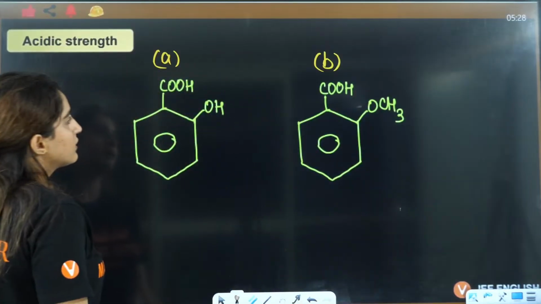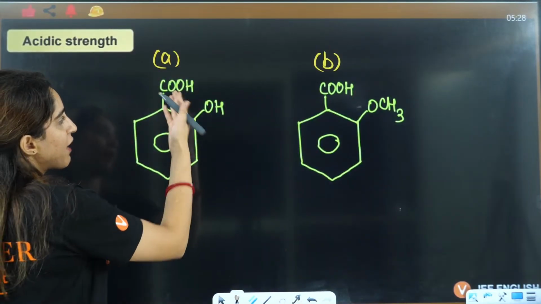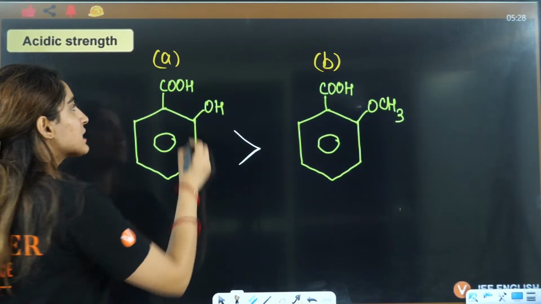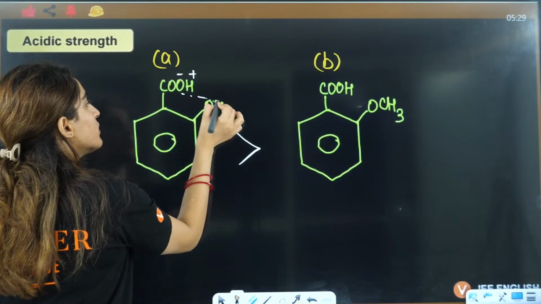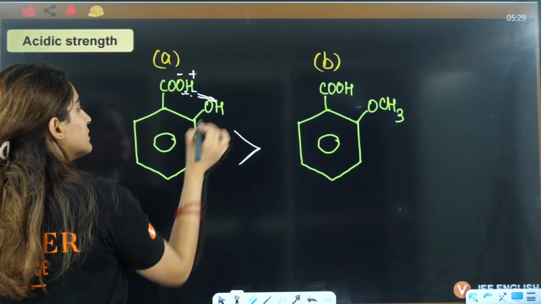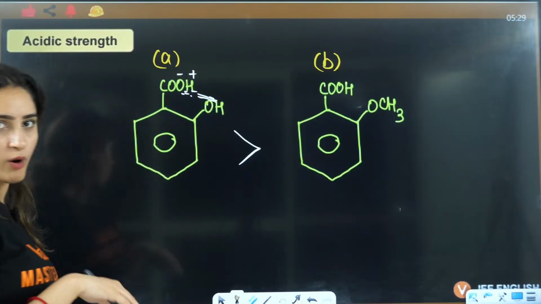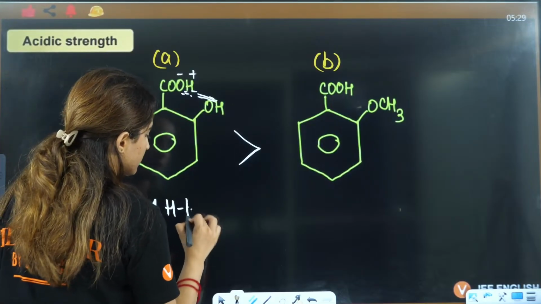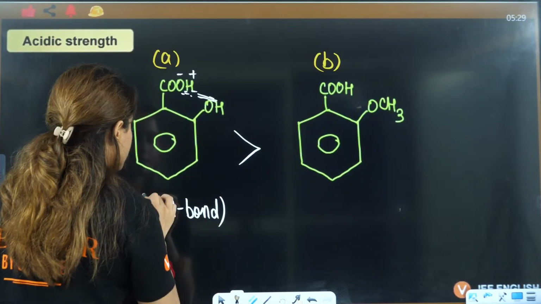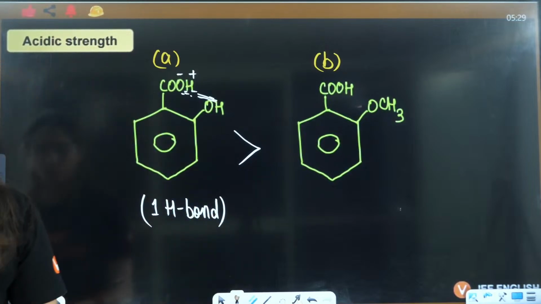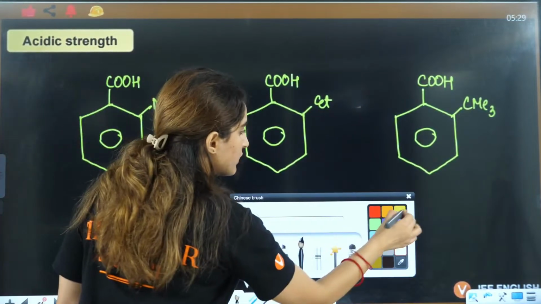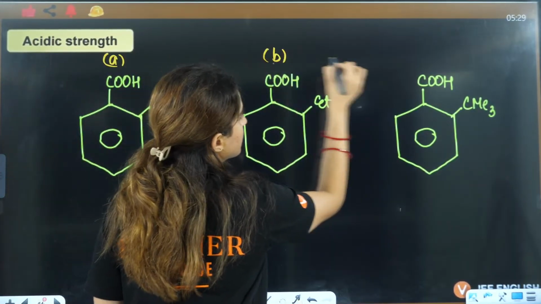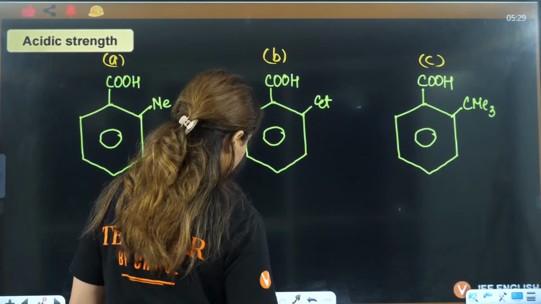Next is this one. If you see here, in this case you have hydrogen bonding, automatically this will become more stable, right? Because after losing this, you will have hydrogen bonding here. So because of hydrogen bonding, this will be more stable, 1H bond. Okay, this is making it more stable. Let's talk about the next one. This is A, this is B, this is C.